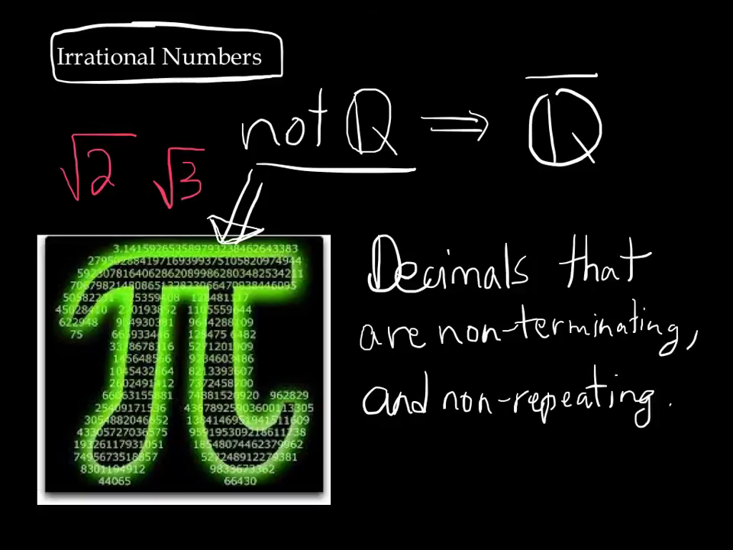But guess what? The square root of 4, that's really just the number 2, and 2 is rational. So the irrational numbers would include all the square roots of non-perfect squares. Okay, and you can ask more about that from your teacher.